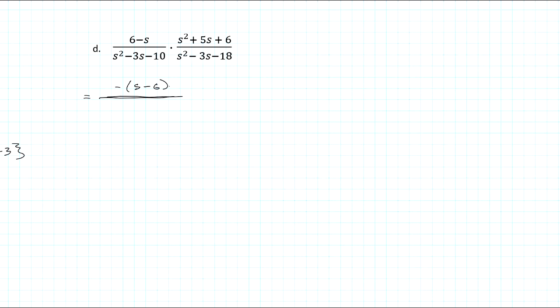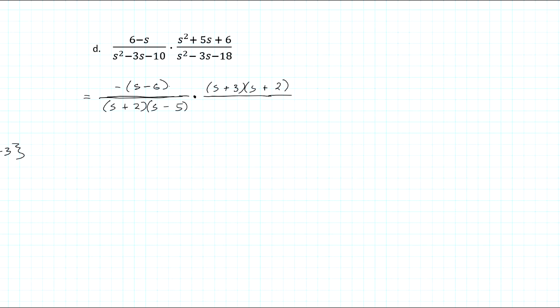The denominator, s squared minus 3s minus 10. Factor this as s in the first positions. We need a 5 and a 2. We want a minus 5 and a plus 2 in the second positions to add to negative 3 and multiply to negative 10. We've got s squared plus 5s plus 6 in the top right. Factor this. We want s in the first positions. We want numbers in the second positions that multiply to 6. So a 3 and a 2 will multiply to 6 and they add to 5. So positives for both of those.